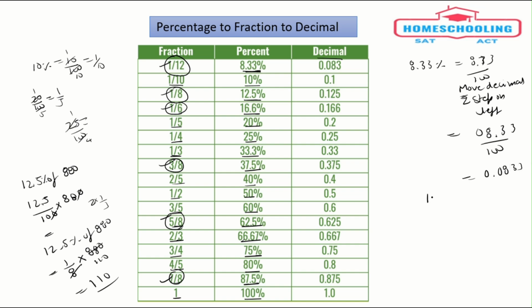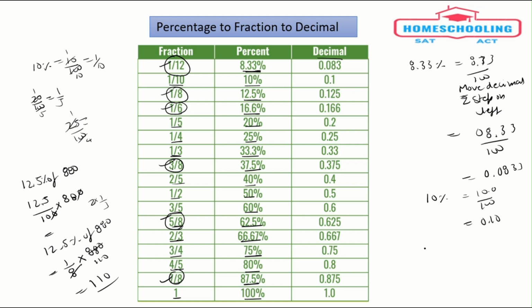So 0.0833. Similarly, 10%, that would be 10 by 100. So you will move the decimal 2 places, because 10 can be written as 10.0. So you will move two decimal points on the left side. So that would be 0.10.